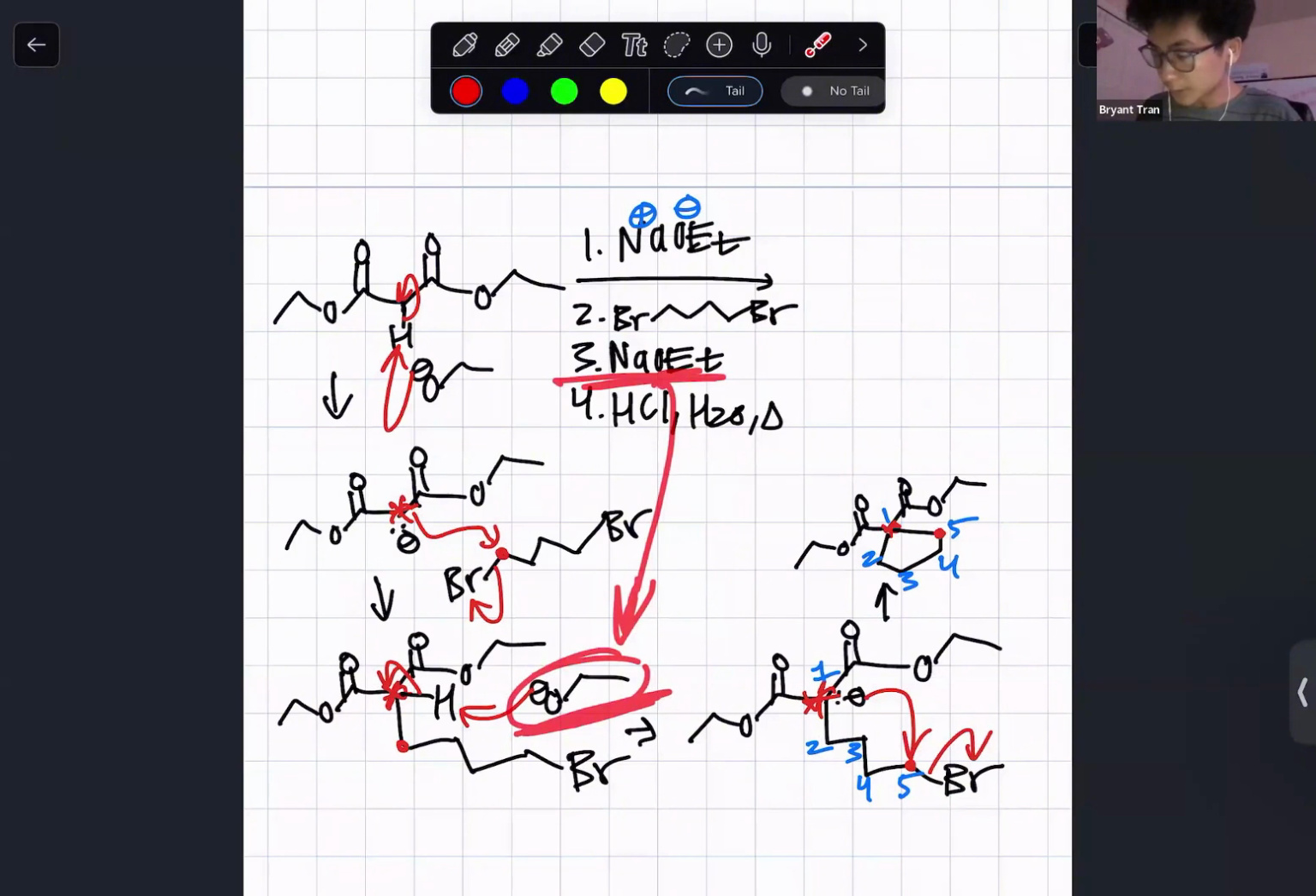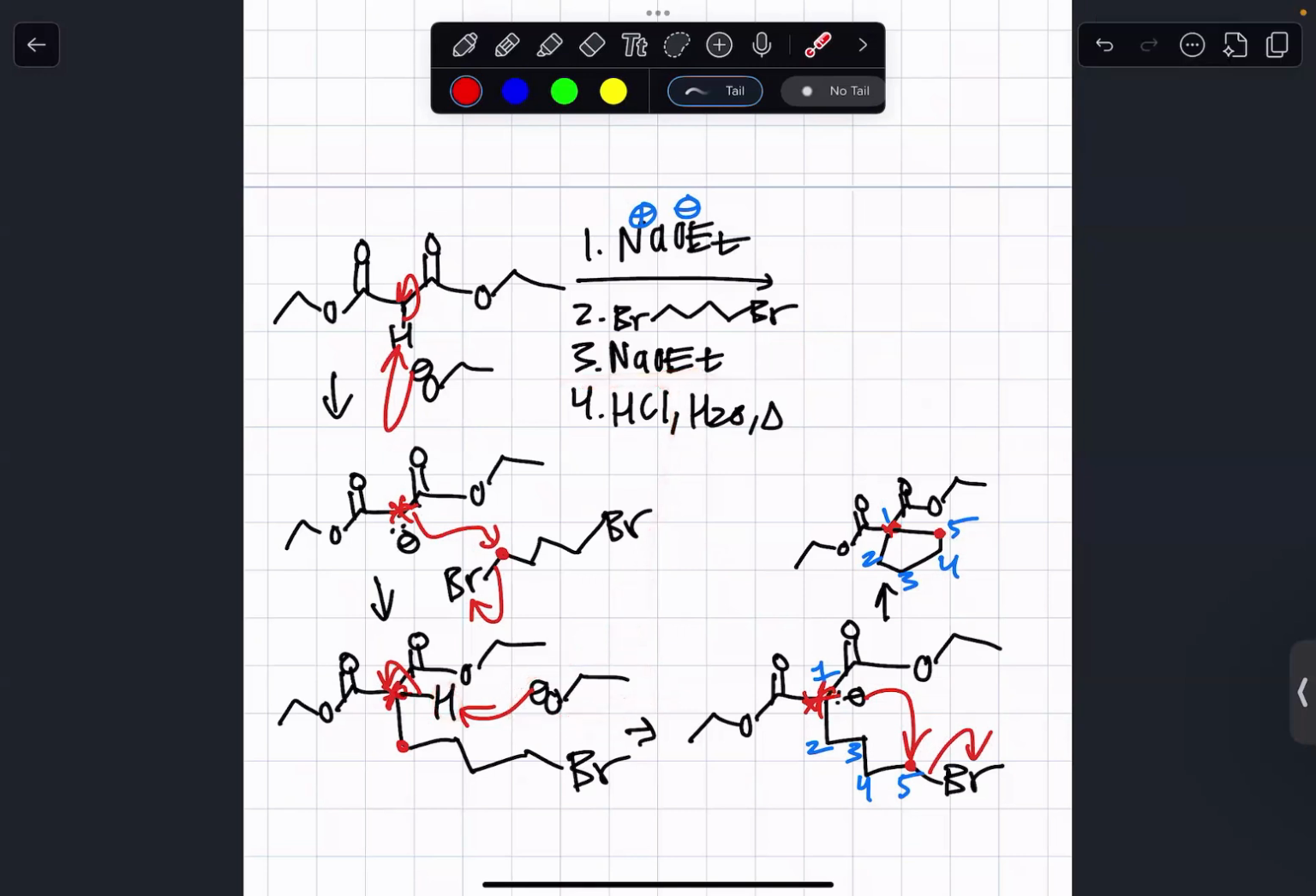The third step base is the second equivalent of base that will deprotonate the second alpha hydrogen to create that alpha carbon negative charge again. But then after that, they don't give us another electrophile that we're used to seeing, like epoxide, alpha beta unsaturated carbonyl, or another haloalkane. But we do have a haloalkane within the same molecule as the starred carbon. Yeah, that makes sense.